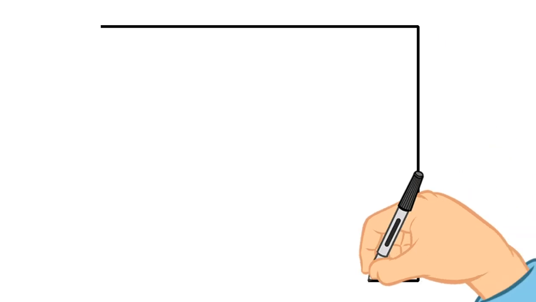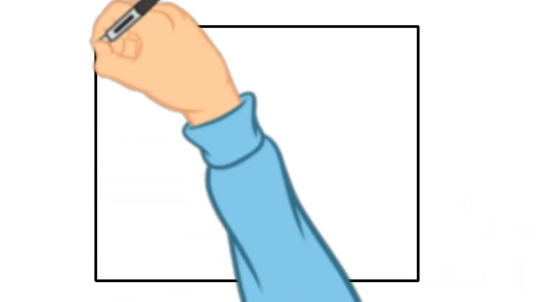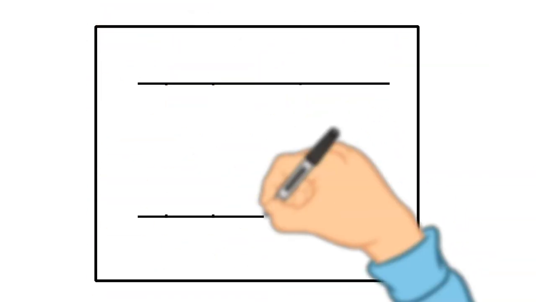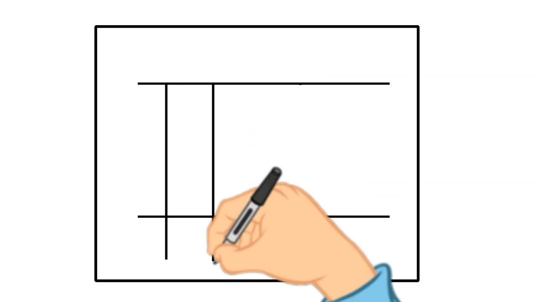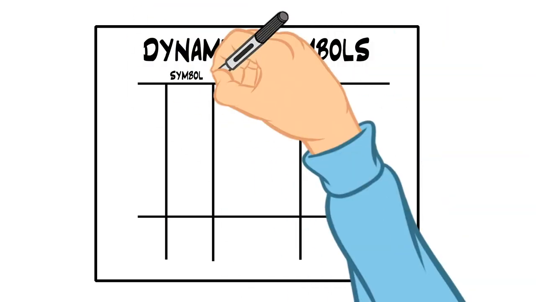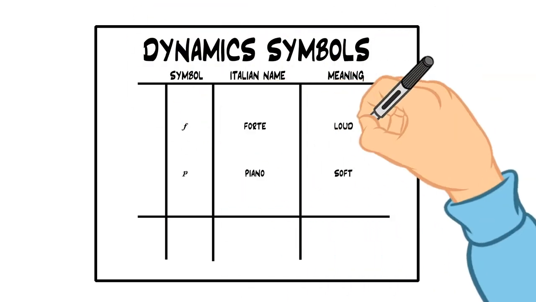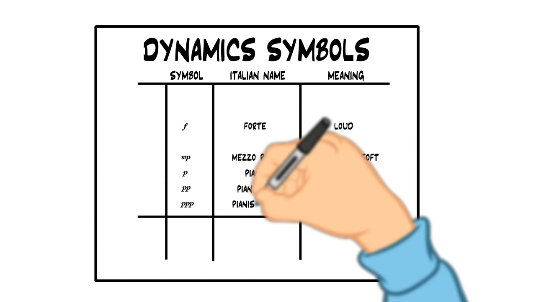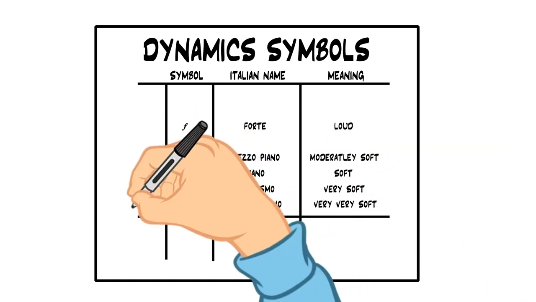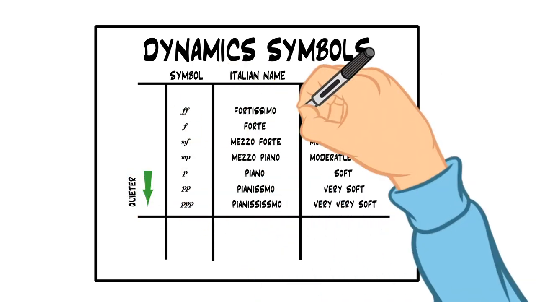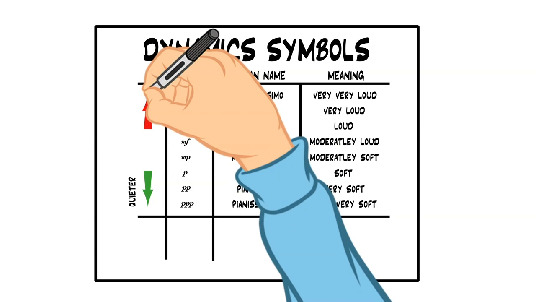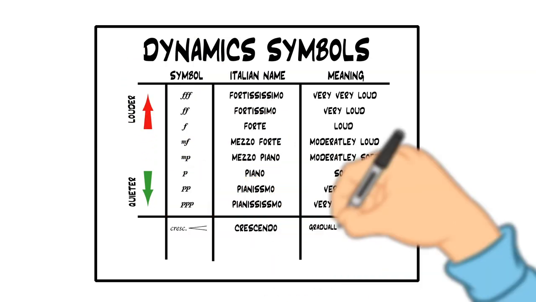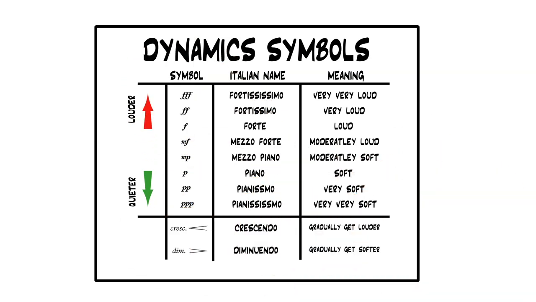This table contains a list of the most common musical terms and markings you'll find within written music. The main dynamic markings fall under two main categories: piano, which is the Italian word for soft, or forte, which is the Italian word for strong or loud. We use a shorthand letter F symbol for forte and a shorthand letter P symbol for piano.